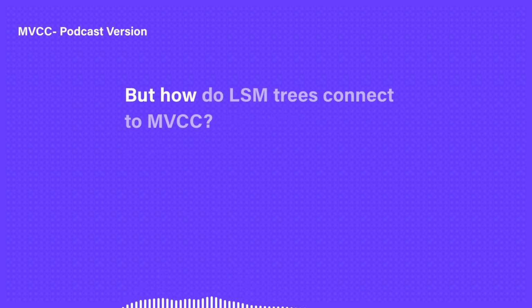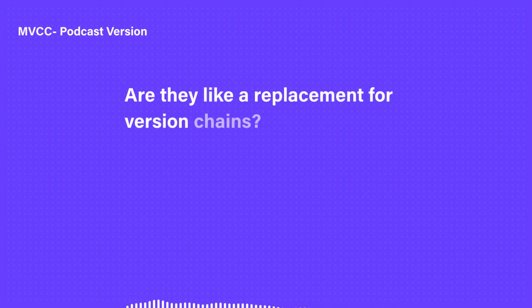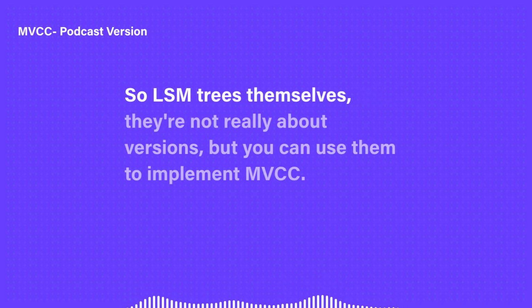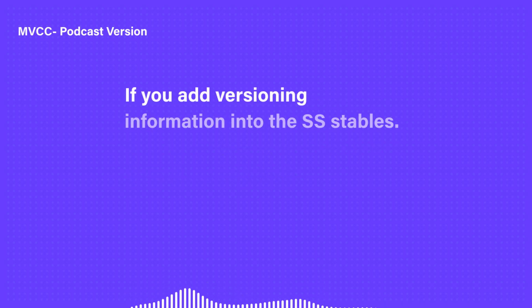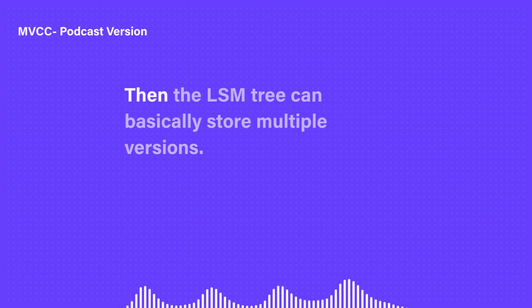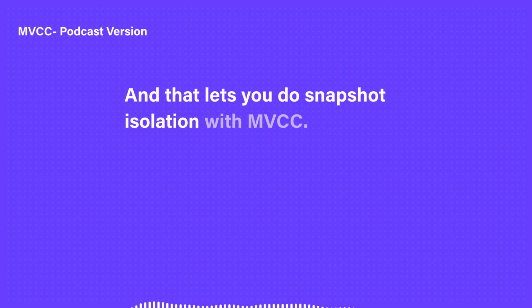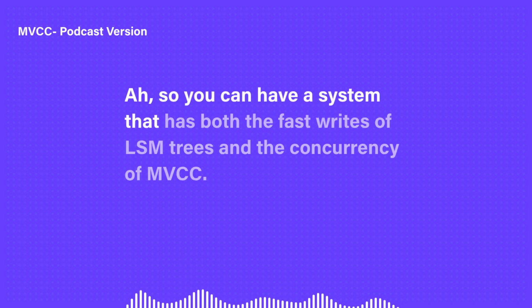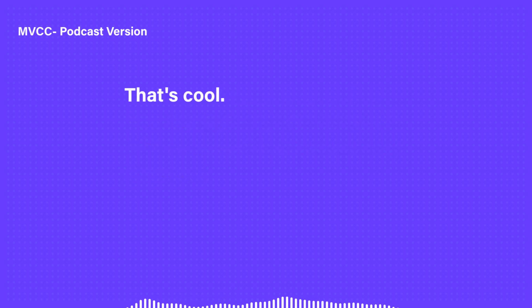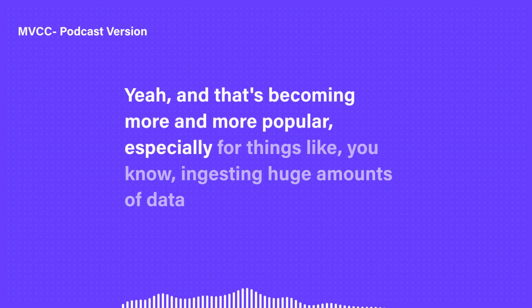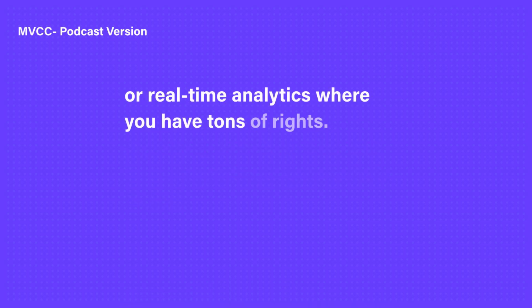But how do LSM trees connect to MVCC? Are they like a replacement for version chains? LSM trees themselves aren't really about versions, but you can use them to implement MVCC. If you add versioning information into the SSTables, then the LSM tree can store multiple versions, and that lets you do snapshot isolation with MVCC. So you can have a system that has both the fast writes of LSM trees and the concurrency of MVCC. That's cool. Yeah, and that's becoming more and more popular, especially for ingesting huge amounts of data or real-time analytics where you have tons of writes.